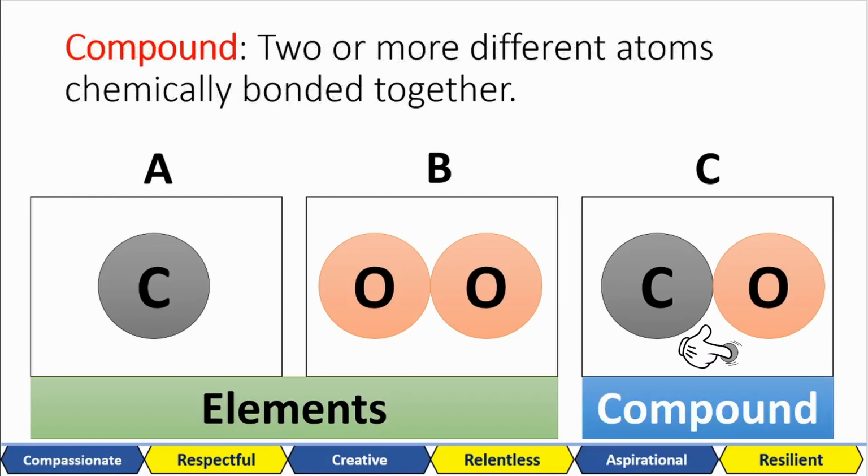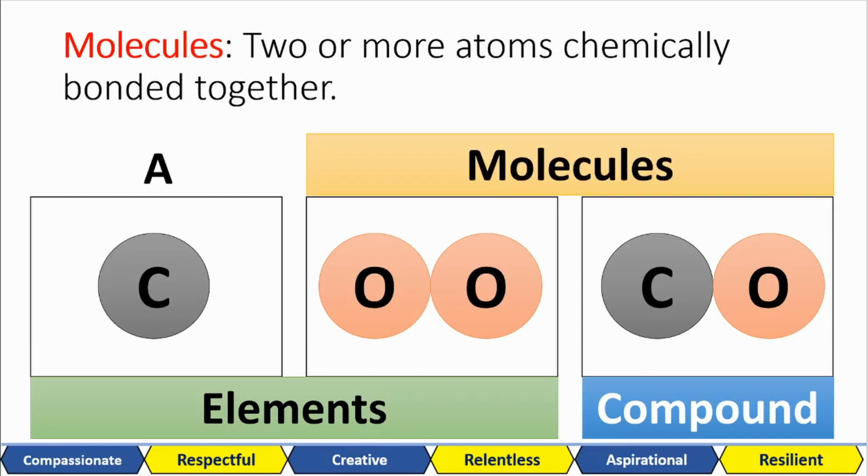Compounds have two or more different atoms that are chemically joined together. We'll go into detail on chemical bonds in a later lesson. I think we can squeeze another definition in here. B and C are pretty similar in some ways, aren't they? They are both molecules. Molecules are just two or more atoms chemically bonded together. If the atoms are different, it's a compound. If the atoms are not different, it's a molecule, but both of them are molecules.